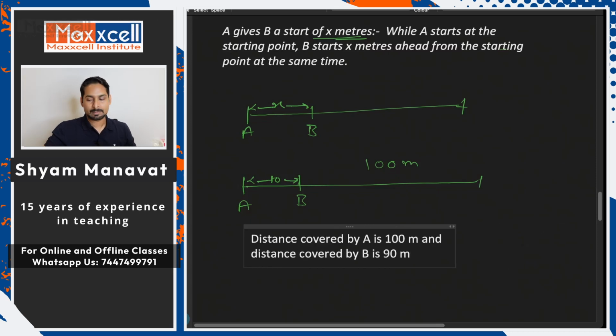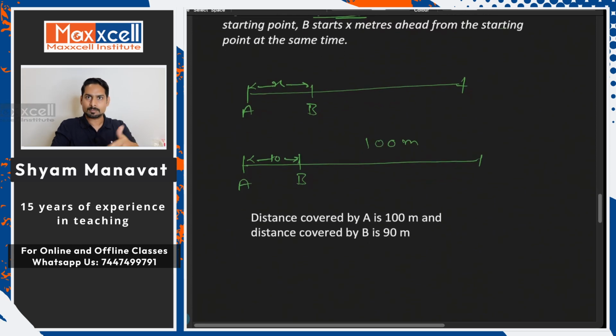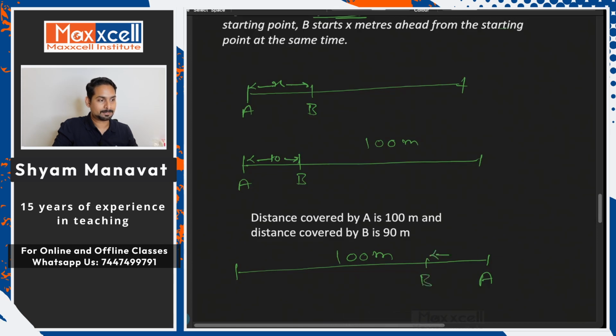Okay. Now, what if A beats B in the same race? Another case, in a 100-meter race, what if A beats B by 10 meters? Then what is the situation? The situation will be A is at the finish point and B is behind. A beats B by 10 meters.